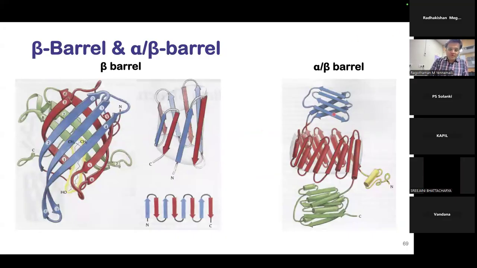So this is a protein. What you see here is an alpha beta barrel. This barrel part is made up of alpha helices and beta strands. But from the color, you can see that it is a three domain protein. Green is a domain, red is a domain, blue is a domain, and it is a multi-domain protein. That is something on the chat box.